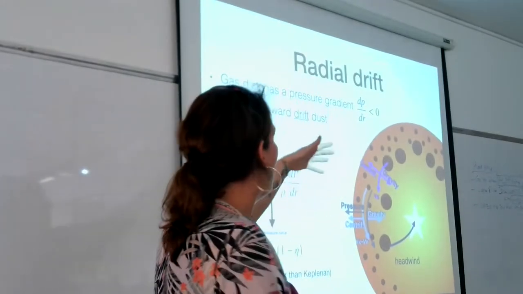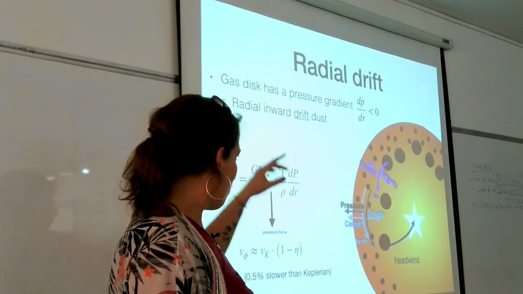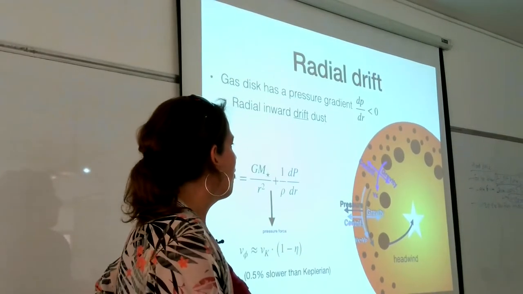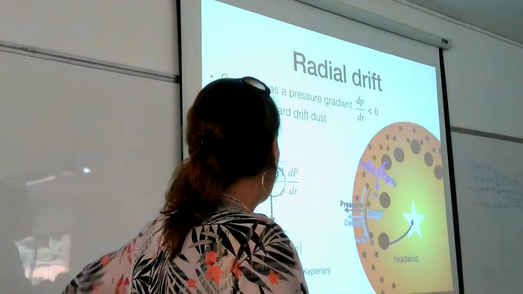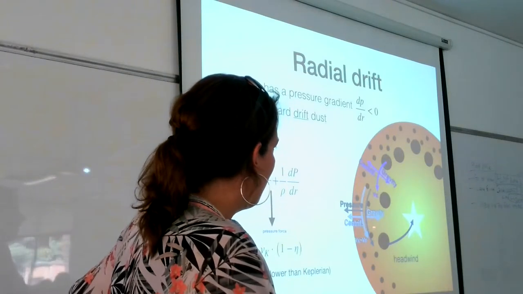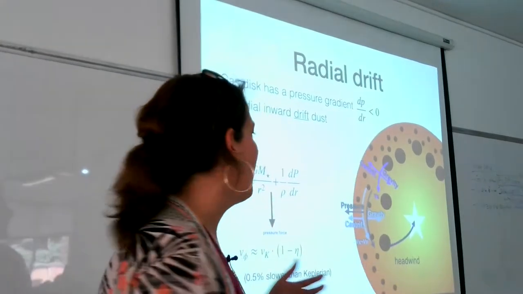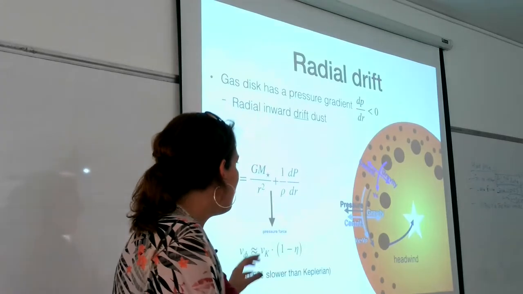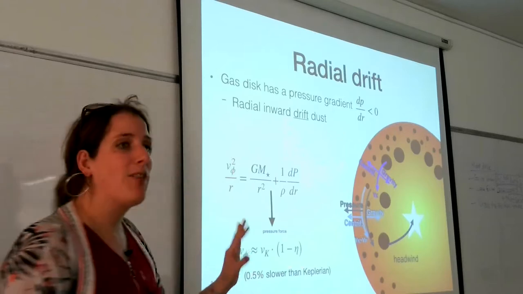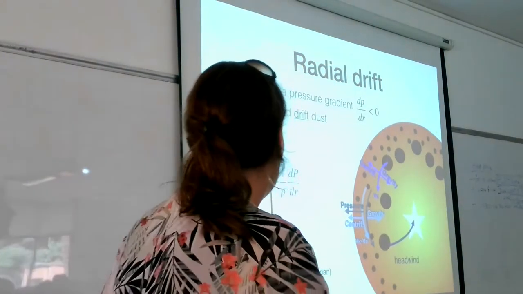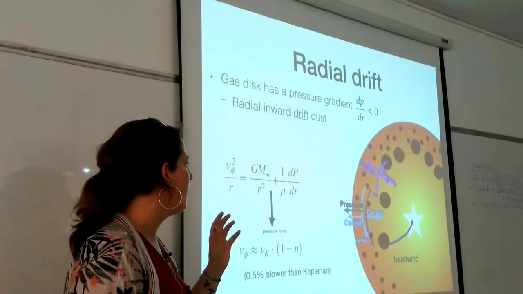Right? So that means you have a negative pressure gradient throughout the disk. Because of this pressure gradient, gas particles, and also small, tiny dust particles that are coupled to the gas, don't just feel the gravity of the star and the centrifugal force, they also experience this additional force from the pressure gradient. Because of that, they don't move at Keplerian speed, but sub-Keplerian. And this is a very small effect, it's only 0.5% slower typically in the outer part of the disk. But the gas and small dust tend to move a little bit slower than Keplerian.